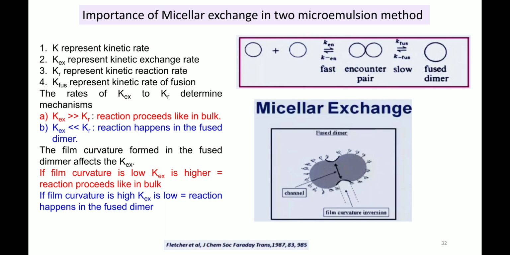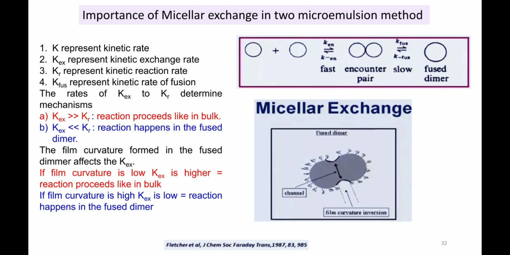Let us try to understand this in terms of the kinetic rate. K represents the kinetic rate. Kex represents the kinetic exchange rate, the exchange of reactant A with reactant B, or exchange of reactant B with reactant A. So this is an exchange rate. It describes how the two micelles are exchanging their reactants.